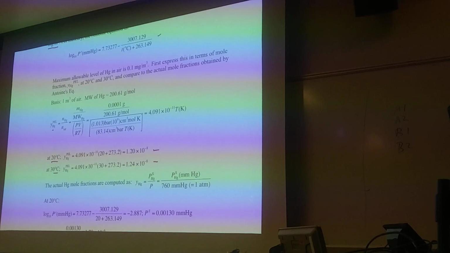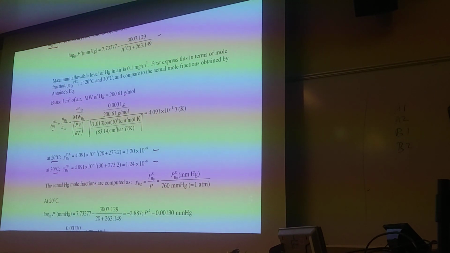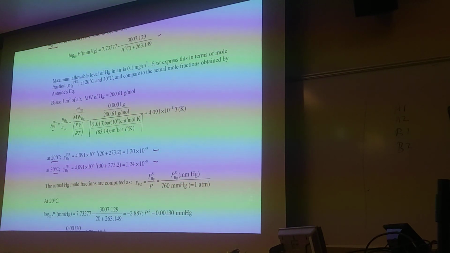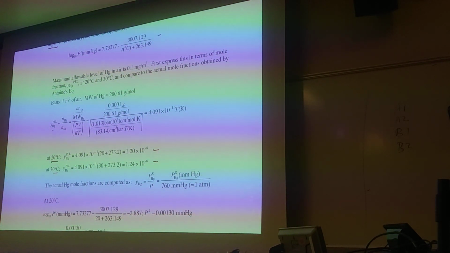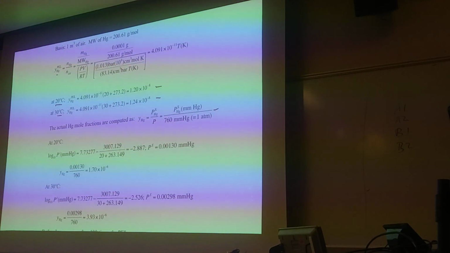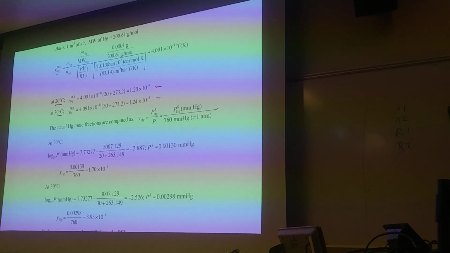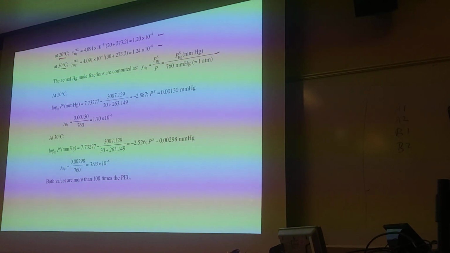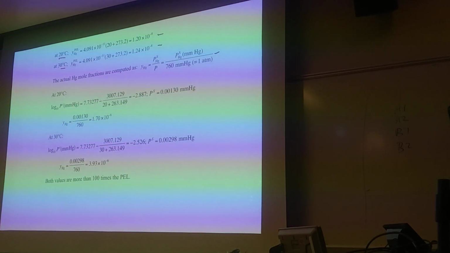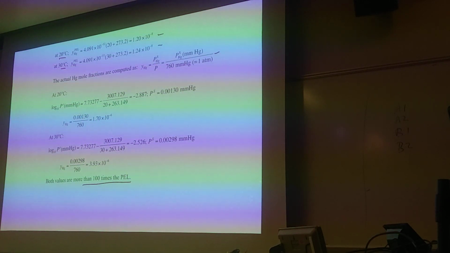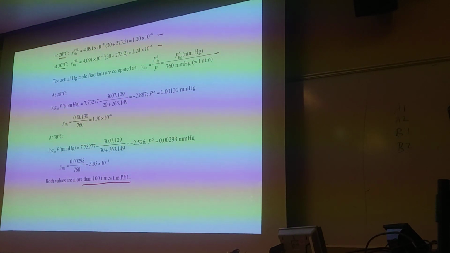Now the actual mole fractions are computed noticing that the mole fraction of the mercury is going to be the partial pressure divided by the total pressure, which is 1 atmosphere or 760 millimeters of mercury. I can do that calculation, and what I actually end up with is 1.7 times 10 to the minus 6 for my mole fraction at 20 degrees C, and at 30 degrees C I get 3.93 times 10 to the minus 6. And I will note by comparison here that both are more than 100 times the permissible exposure limit. So we've got a problem in that lab. Better ventilate that quickly or get out of there.